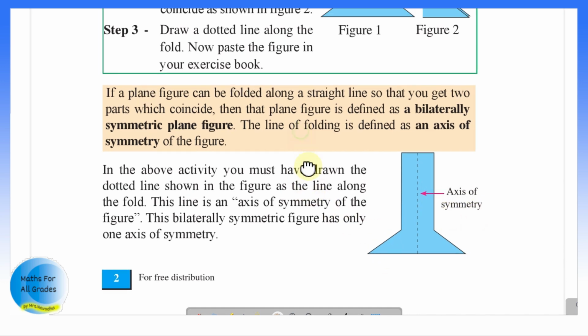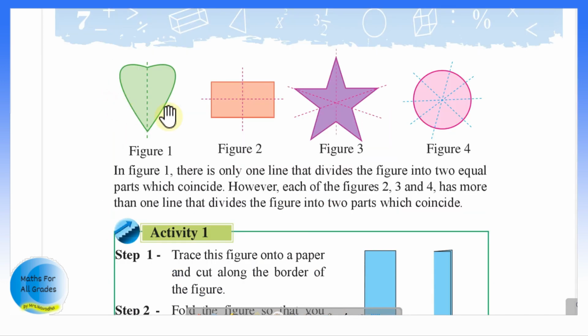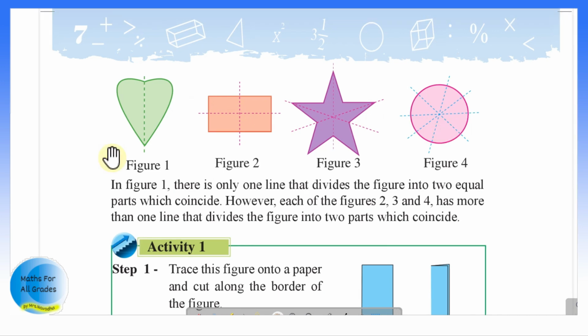Now let's review previous examples again. All these four figures are bilaterally symmetric figures. Why is that? Because by folding them along these dotted lines, we got two equal parts that coincide with each other. Bilaterally symmetric figures can have more than one axis of symmetry. Here we got one axis of symmetry for figure 1. Next one is a rectangle and we got two axes of symmetry for that. And for the next figure we got three axes of symmetry. This is 1, this is 2 and this is 3.